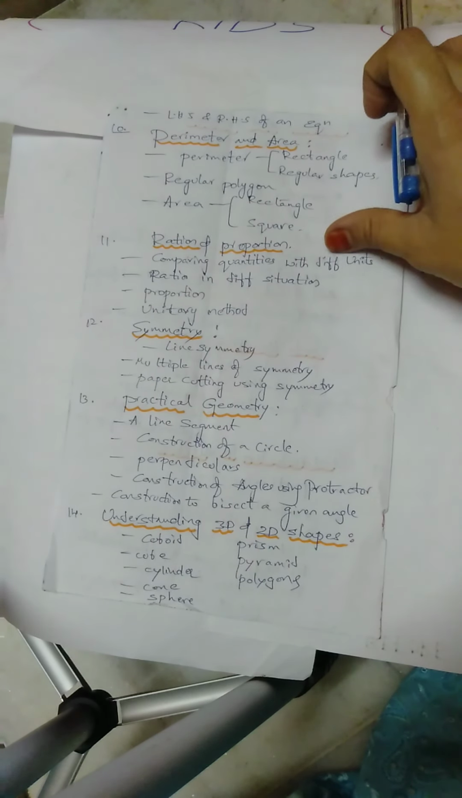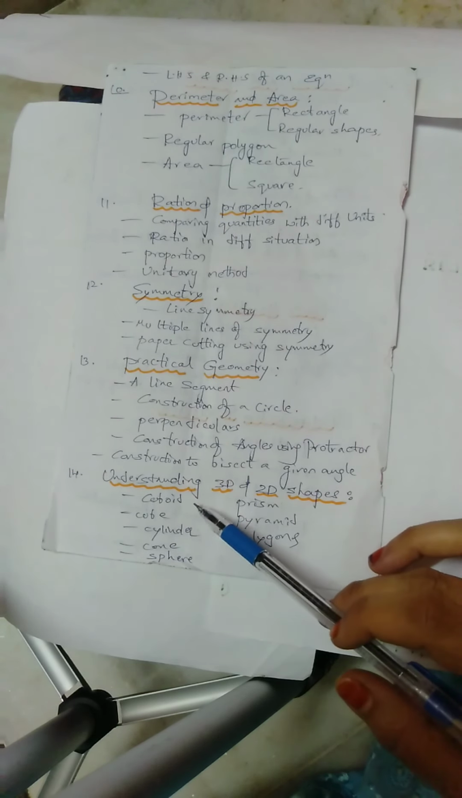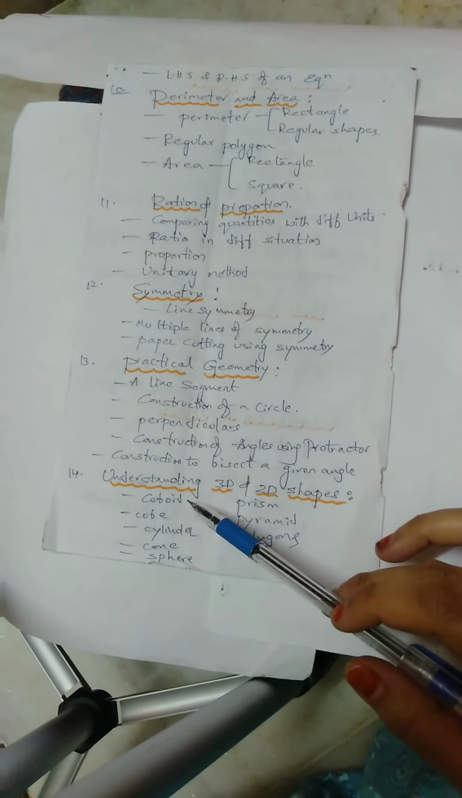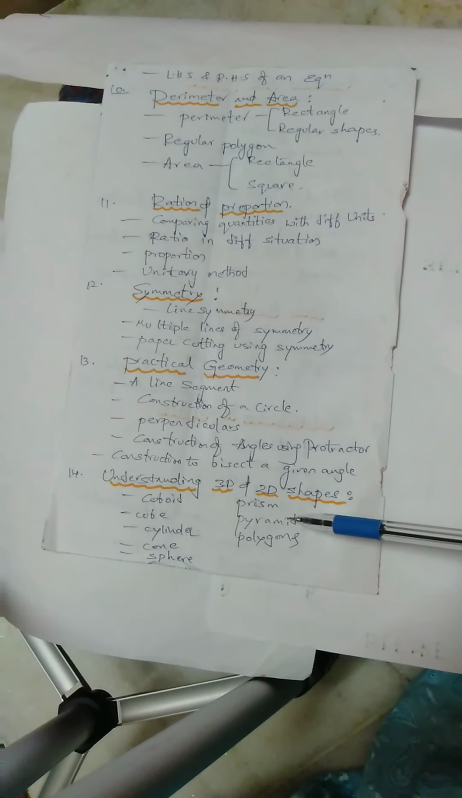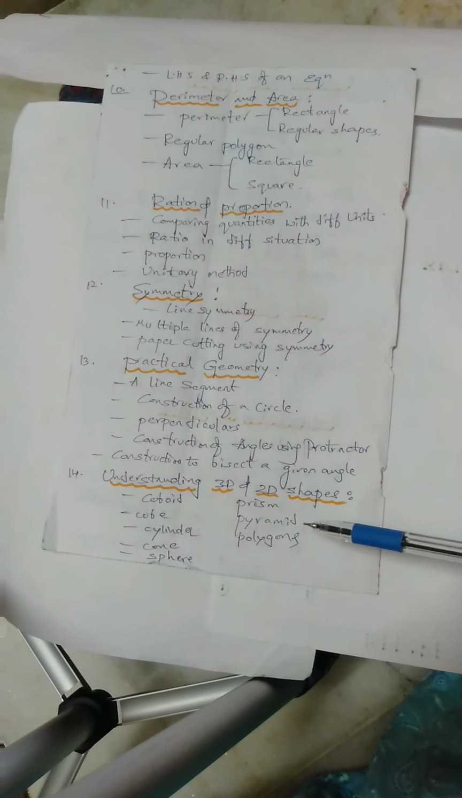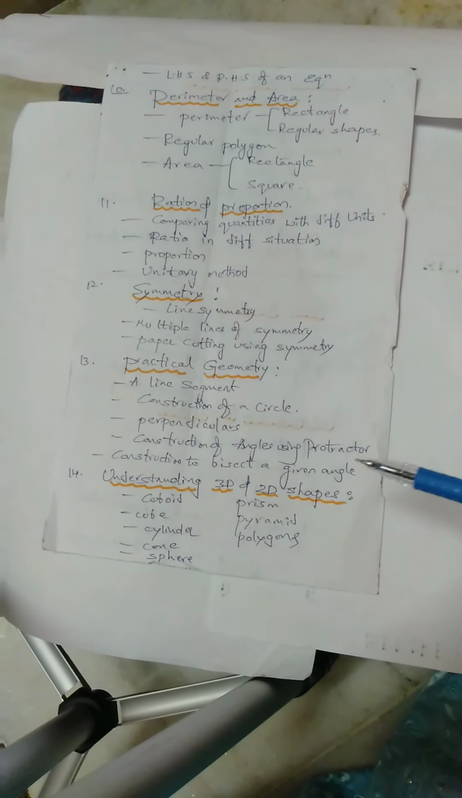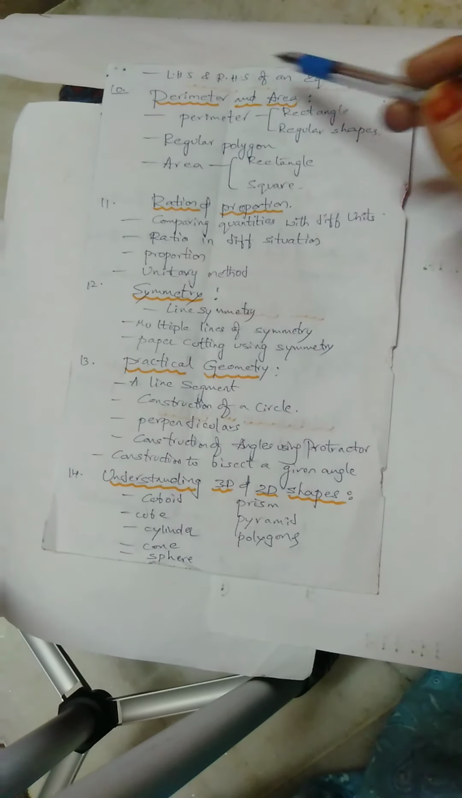Okay, coming to our last chapter, understanding 3D and 2D shapes. In this we have to know the shapes of 2D, cubes, cylinder, cone, sphere, prism, pyramid and polygon. All these shapes we have to understand in this chapter. Okay, this is your total syllabus of class 6. In the next video we will start from the first chapter. Please take a screenshot of this page.